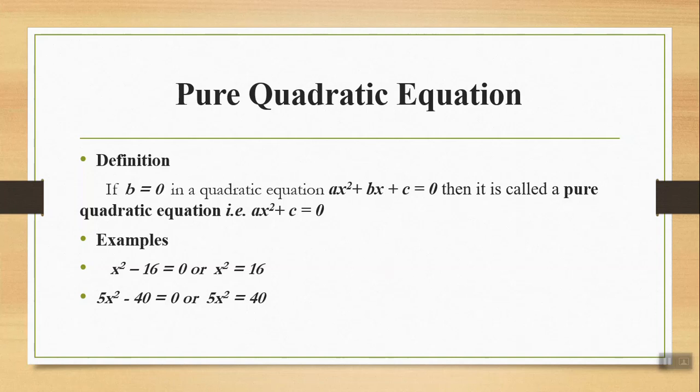For example, x square minus 16 equals 0, or we can write it as x square equals 16. This minus 16 will be shifted to the right side and it will become plus 16. And the second example, 5x square minus 40 equals 0, or we can write it as 5x square equals 40, because when we shift minus 40 to the right side, it will become plus 40.